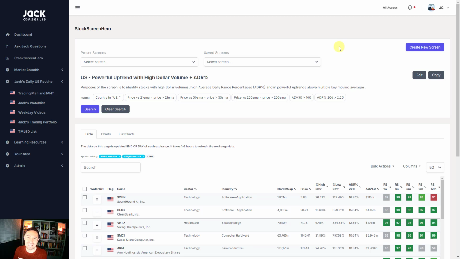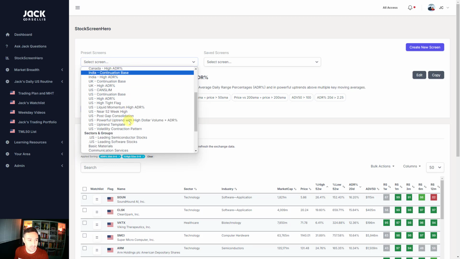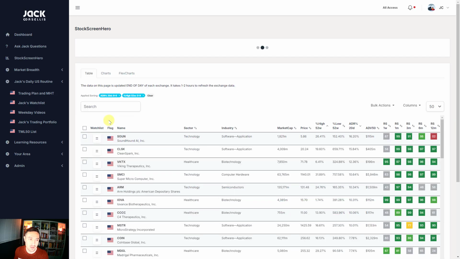So Stock Screen Hero is designed to be a very quick initial screener to identify those type of setups, like the one I was just teaching you with Lyft. So this is a preset screen. If I could only run one screen, I'd run this screen. Okay, so I'm going to scroll down here. This is the US powerful uptrend with high dollar volume plus high ADR percentage.